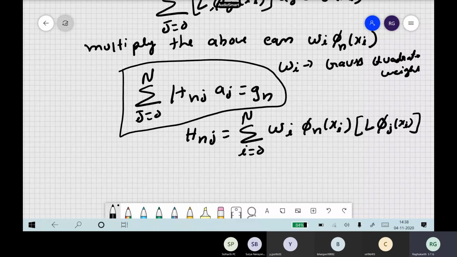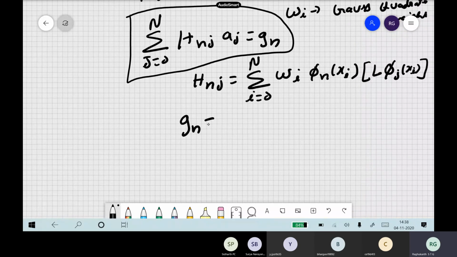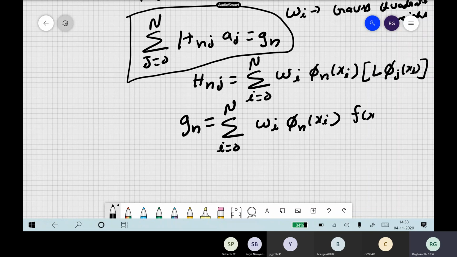Of course g n is nothing but, because you have multiplied, the sum over i from 0 to n of wi phi n of xi f of xi. So from the pseudo-spectral method at the Gauss points, you can derive this Galerkin approach itself, which means both of them are the same, provided you select the collocation points at the Gauss points. That is how we can write this also.